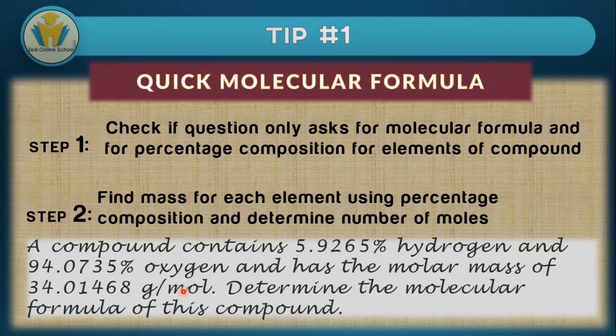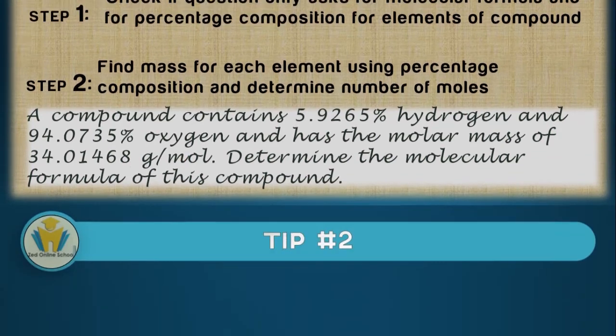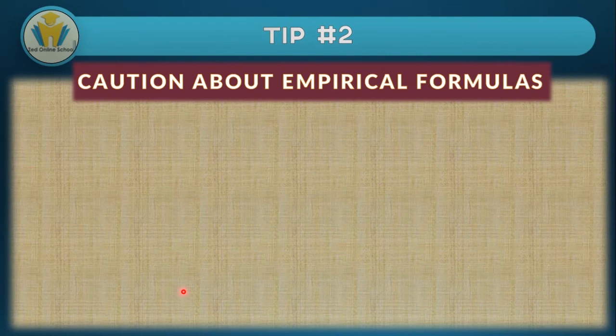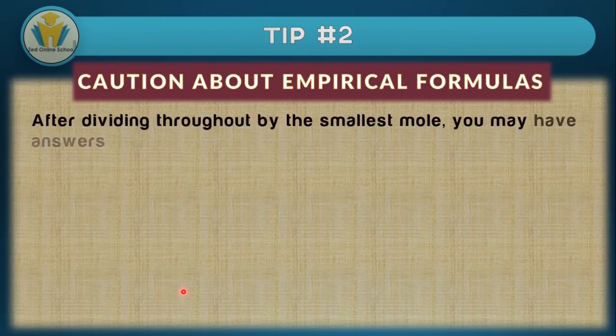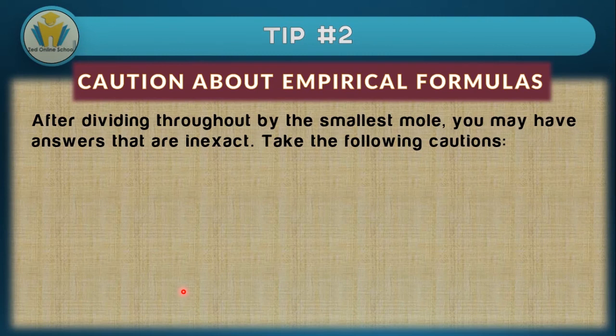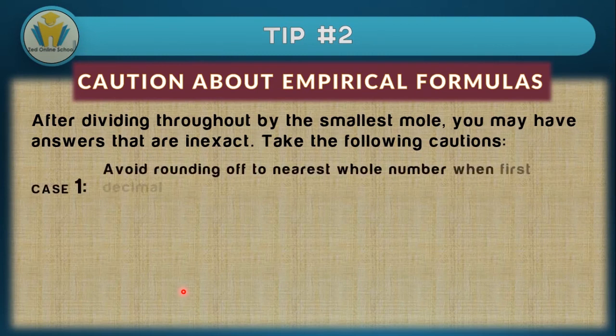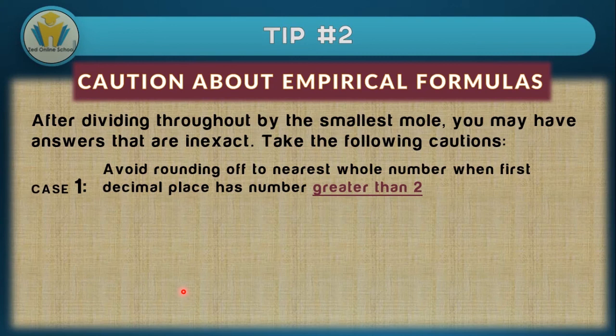Tip 2 is about rounding off. When you're finding your empirical formulas, it's very important to be careful when rounding off, especially when you have a number that has got a decimal point greater than 2. If it's something like 1.1, 1.2, you can round off and forget about that 2. In short, that 2 or that 1 is not going to affect your whole number.